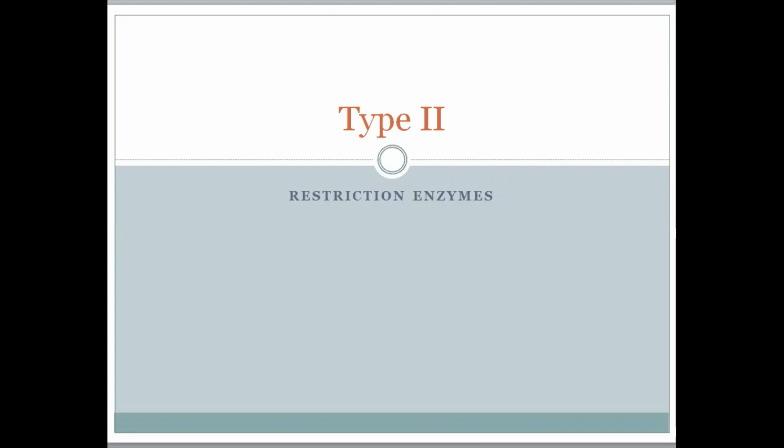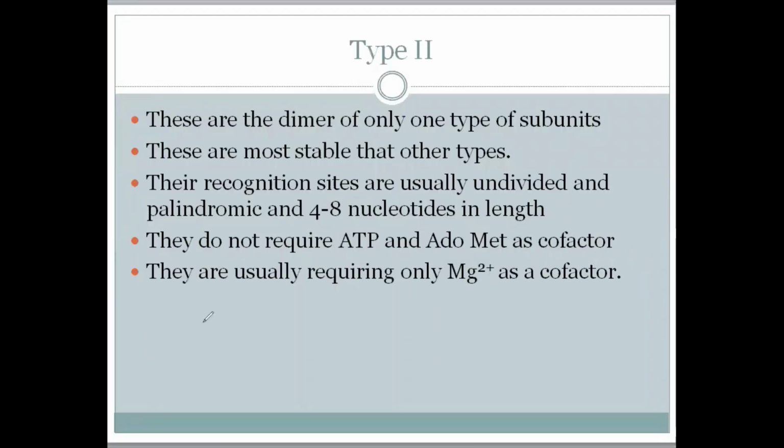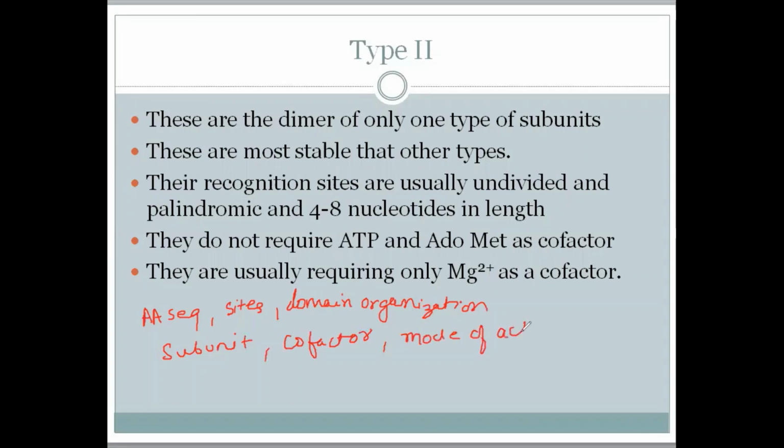These type 2 restriction enzymes are very diverse in nature because of their amino acid sequence, domain recognition or domain organization, their subunit composition, their cofactors, and the most important, the mode of action. This is how diverse type 2 enzymes are, and hence they are characterized into various subtypes. So what are these type 2?